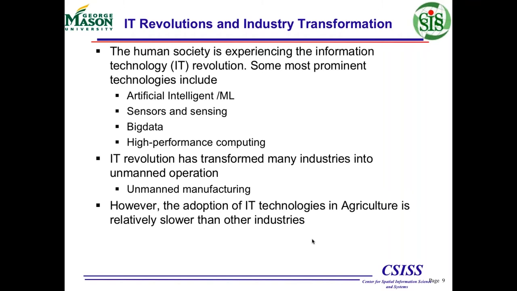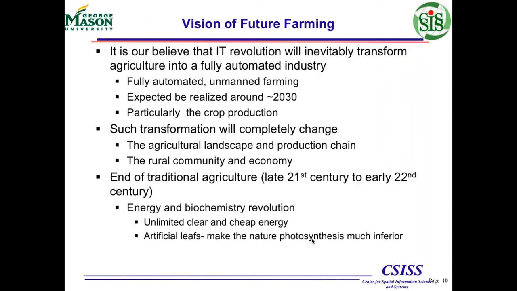And so this is our vision for the future of farming. We believe the IT revolution will inevitably transform agriculture into a fully automated industry. So this means fully automated, unmanned farming. And we expect to see a prototype available in 2030, like 10 years later. We believe you can see such a prototype, completely automated. If this kind of thing happens, we'll completely change the agricultural landscape and the production chain, and also change the rural community and the economy. So this is our vision, and how we are going to realize such a vision.